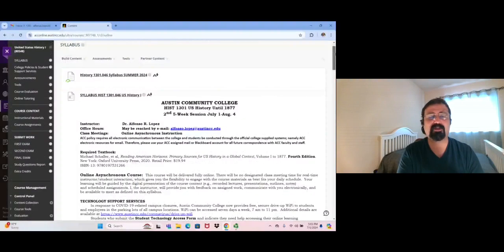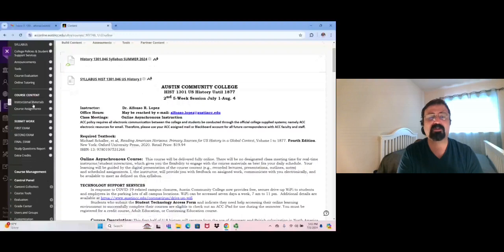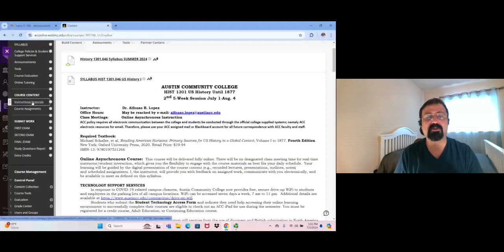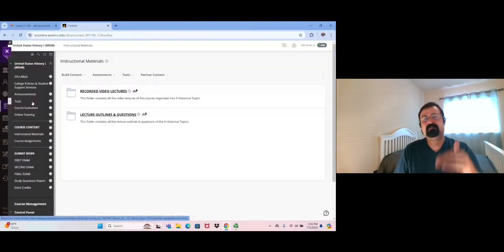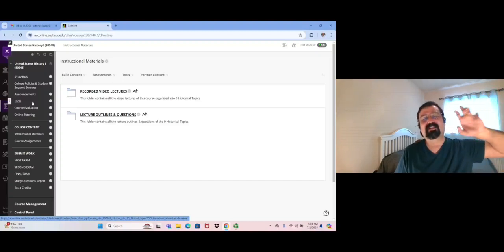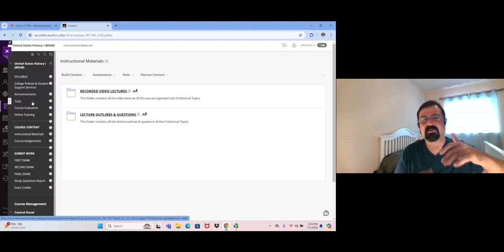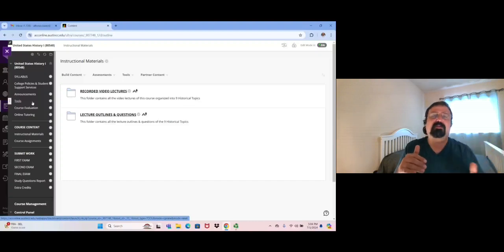Again, you can go back to this menu column, course content, instructional materials. You're going to be presented with two folders. The upper folder has all the video lectures for those topics. The bottom folder contains all the lecture outlines.